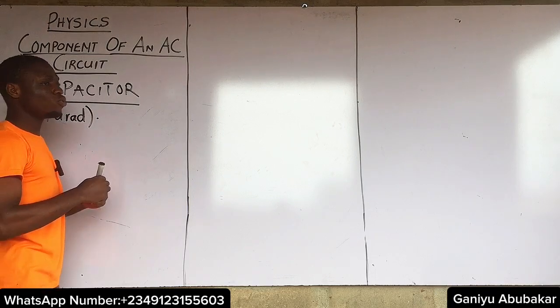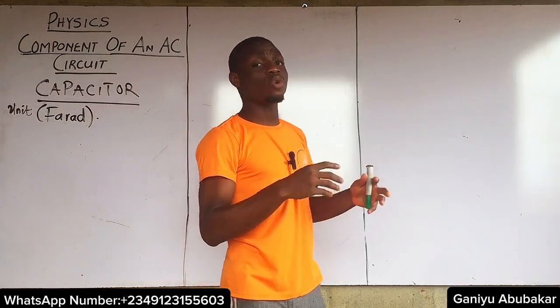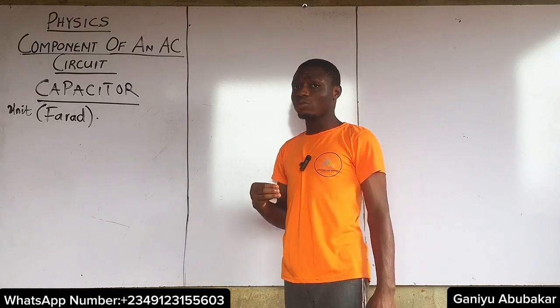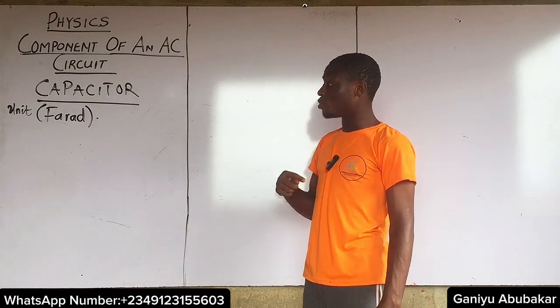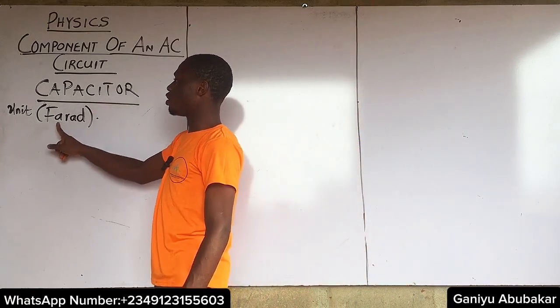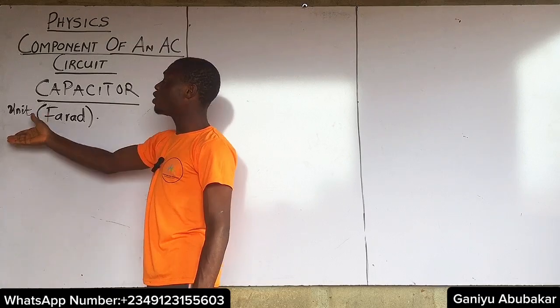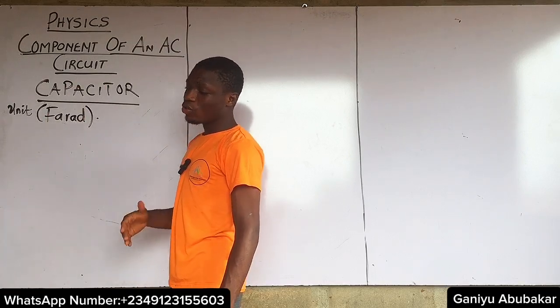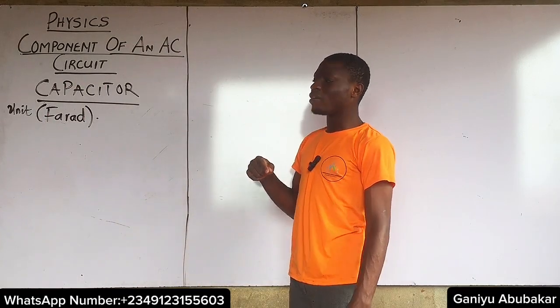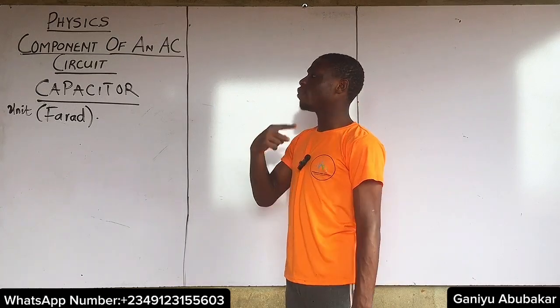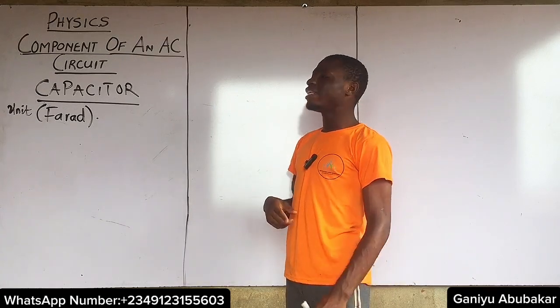Note that when it comes to resistor, the unit is ohms. Resistance is in ohms, while capacitance is measured in farad. So the unit for capacitance is farad. Having defined capacitor and known the SI unit for capacitance, let's discuss the circuit symbol.